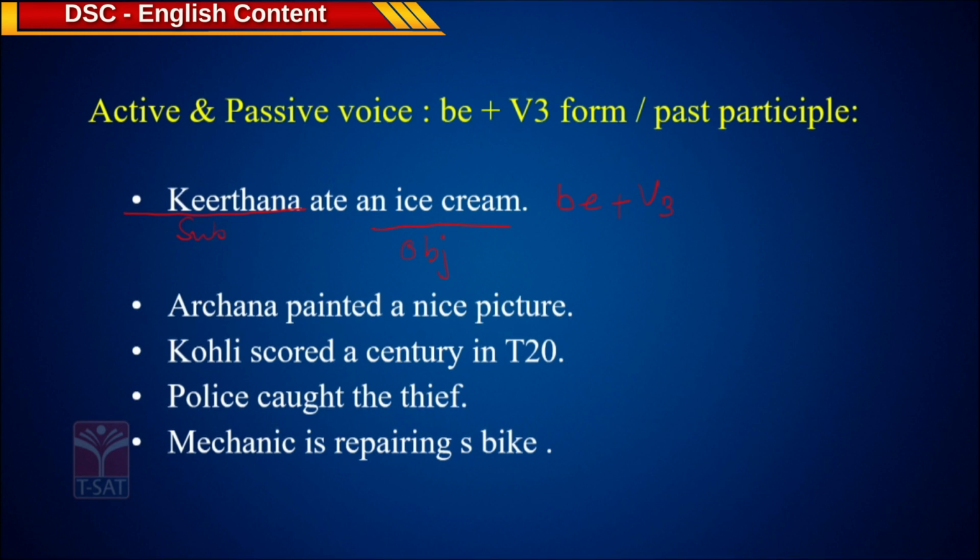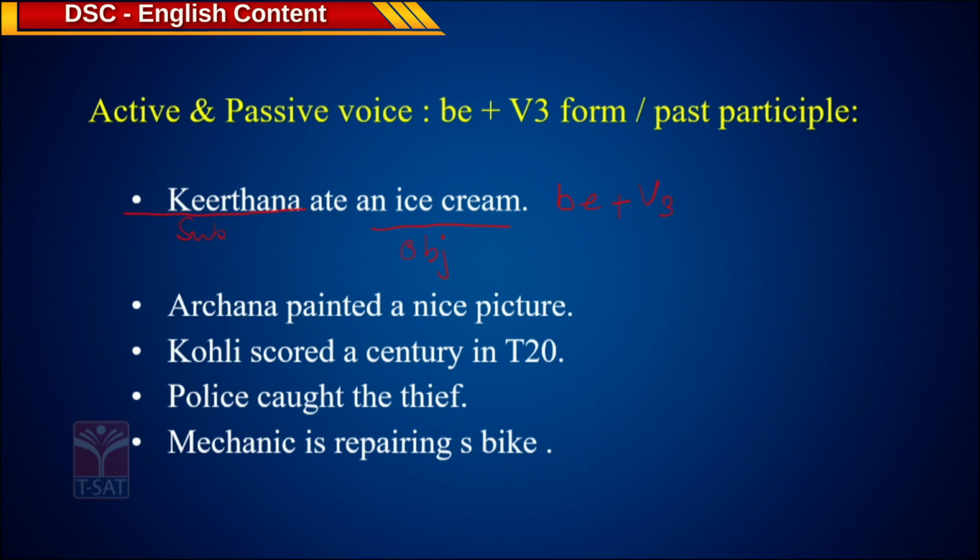Then look at the next one. Kohli scored a century in T20. Who scored the century? Kohli. What did he do? He scored a century, right? If the action part is given importance, then a century is being scored by Kohli. This is it. So a century in T20 was scored by Kohli.